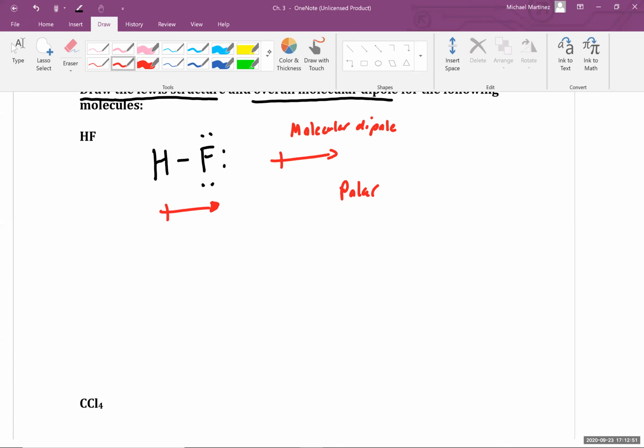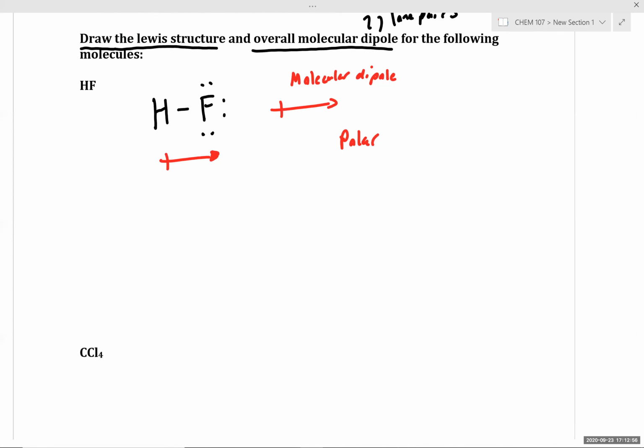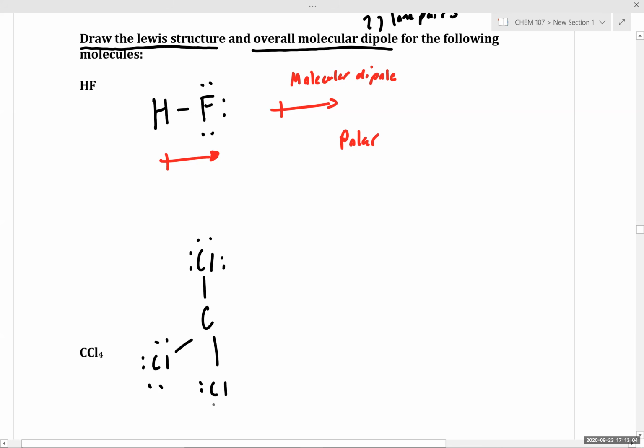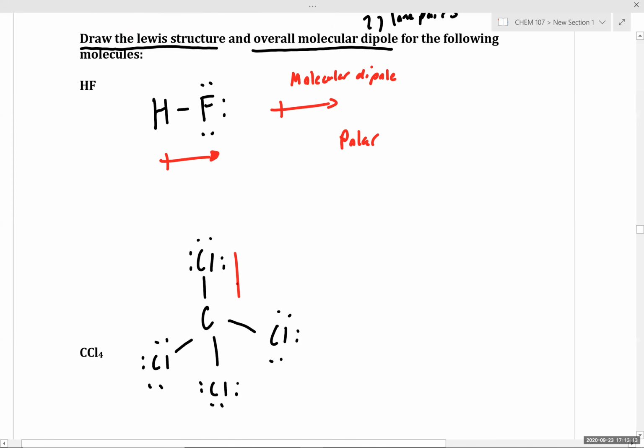Let's look at another example. Let's look at carbon tetrachloride. So carbon tetrachloride, as we've seen in our earlier Lewis structure examples, looks something like this. Now, we certainly have polar bonds, right? Chlorine's more electronegative. So we have 4 polar bonds, okay? So making our notes, we do have polar bonds.